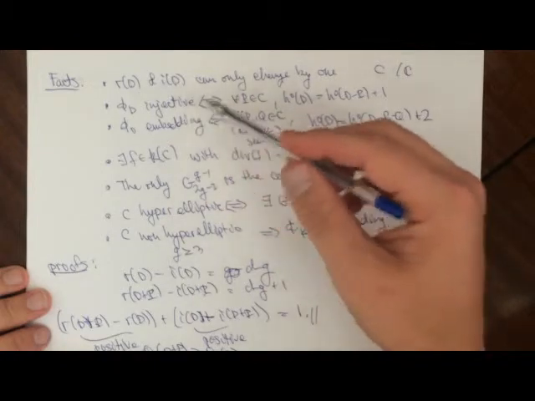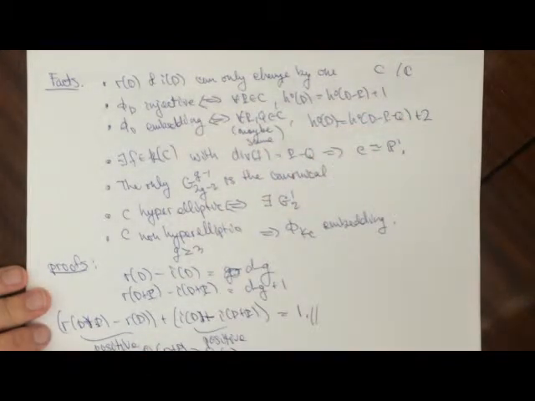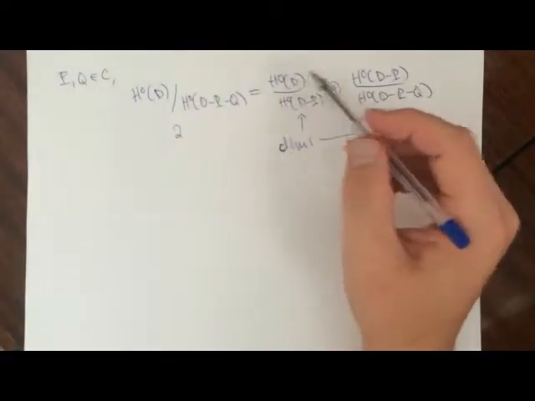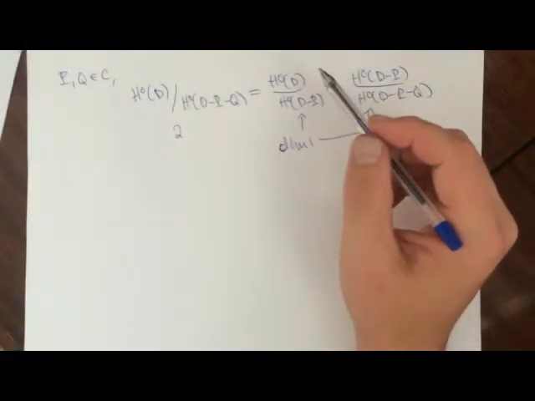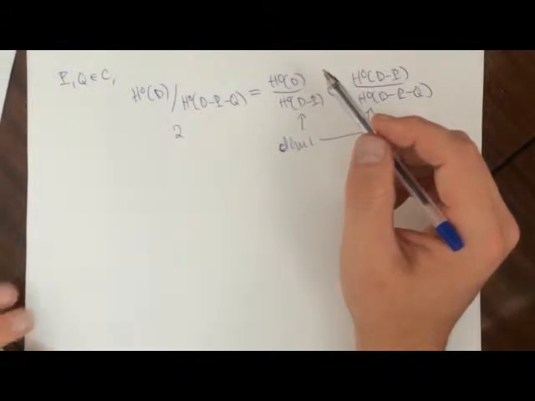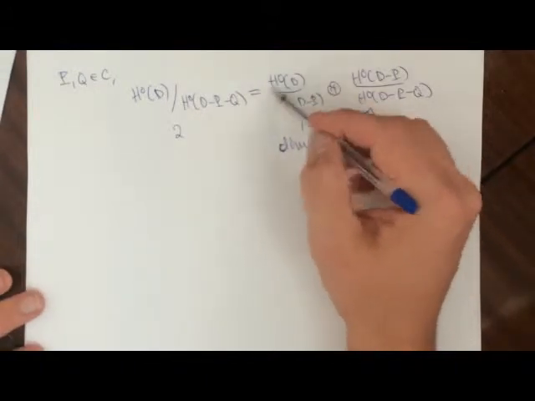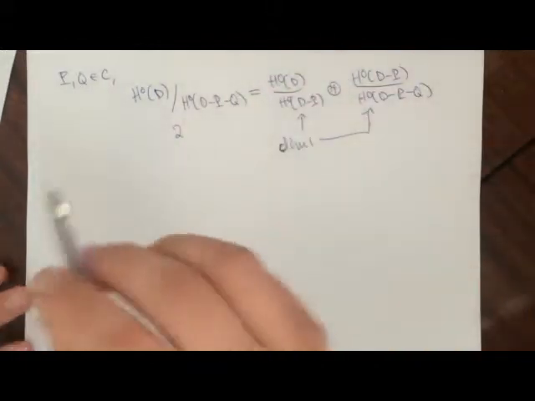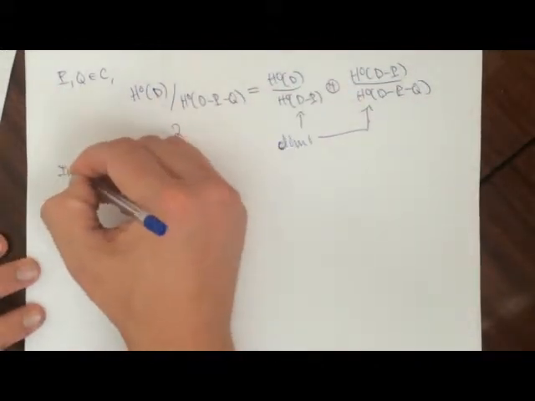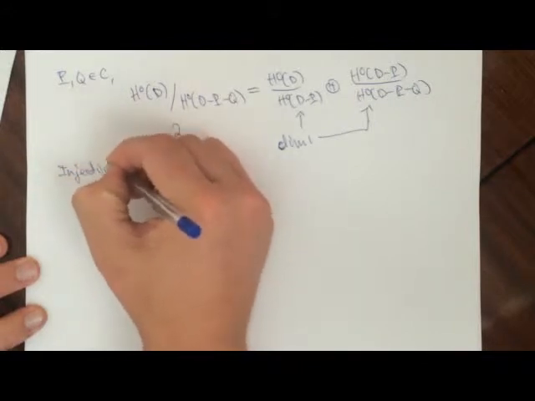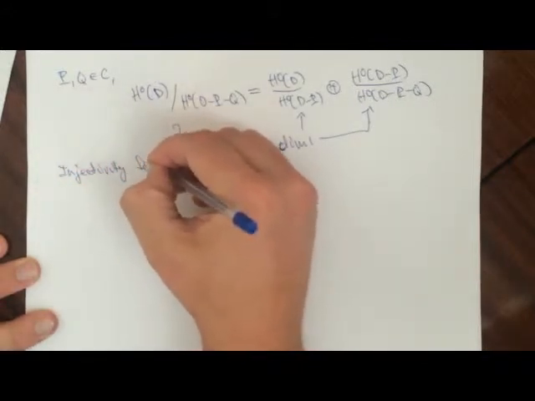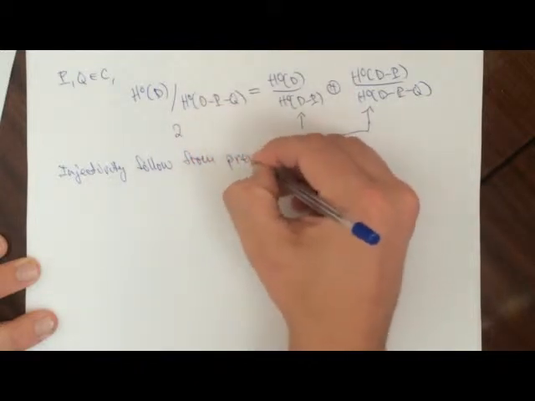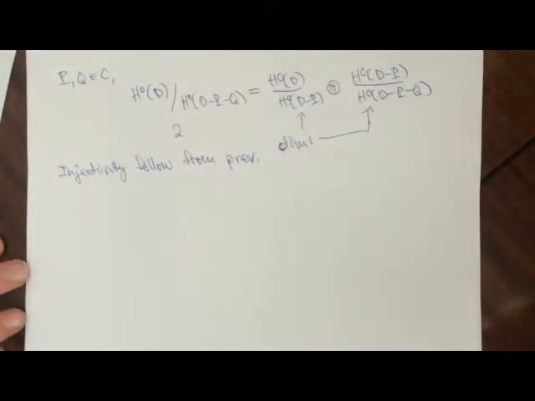Now we need to show that it's an immersion as well. So conversely, suppose that it's an injective immersion. Then this has dimension 1, and that takes care of injectivity. So injectivity follows from the previous part and the discussion that I just said.